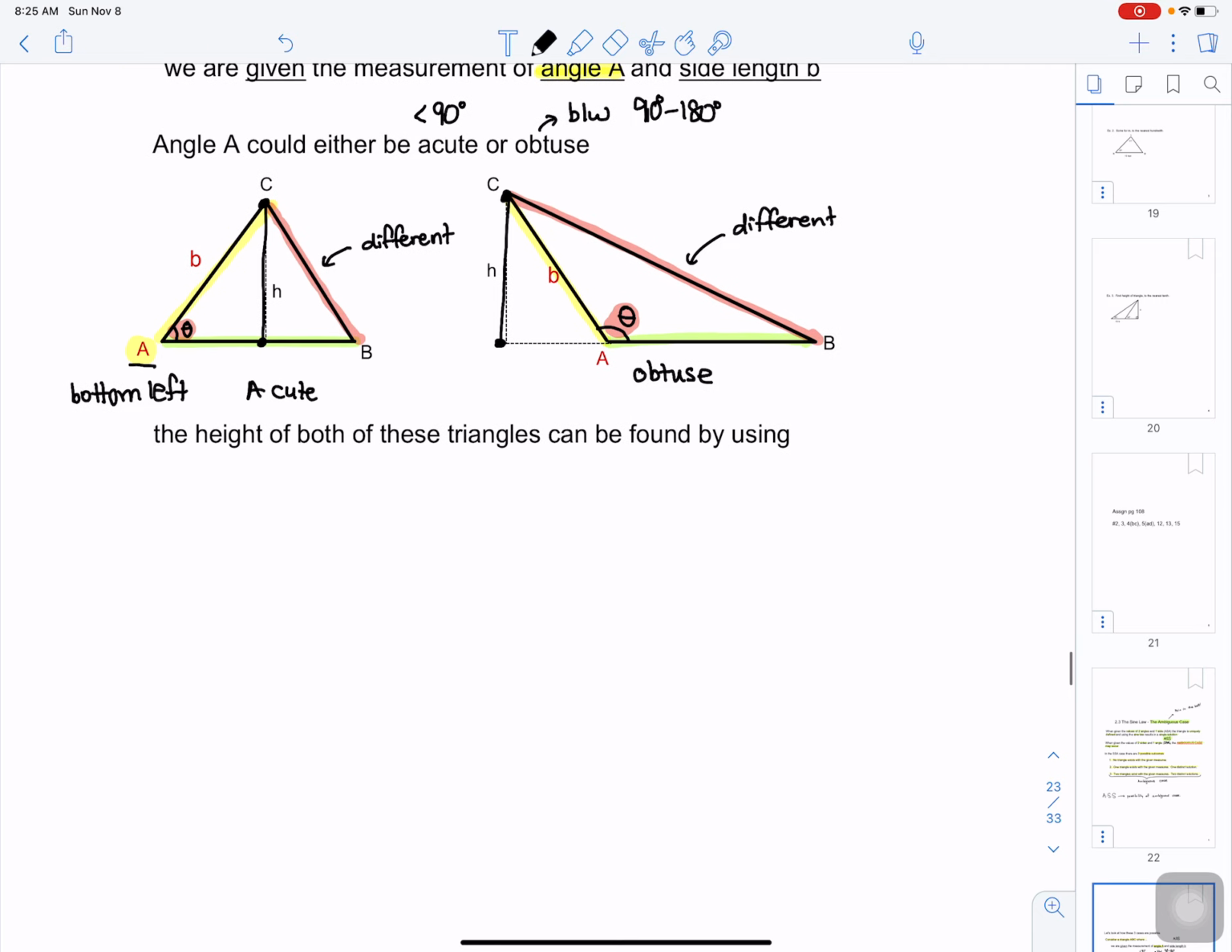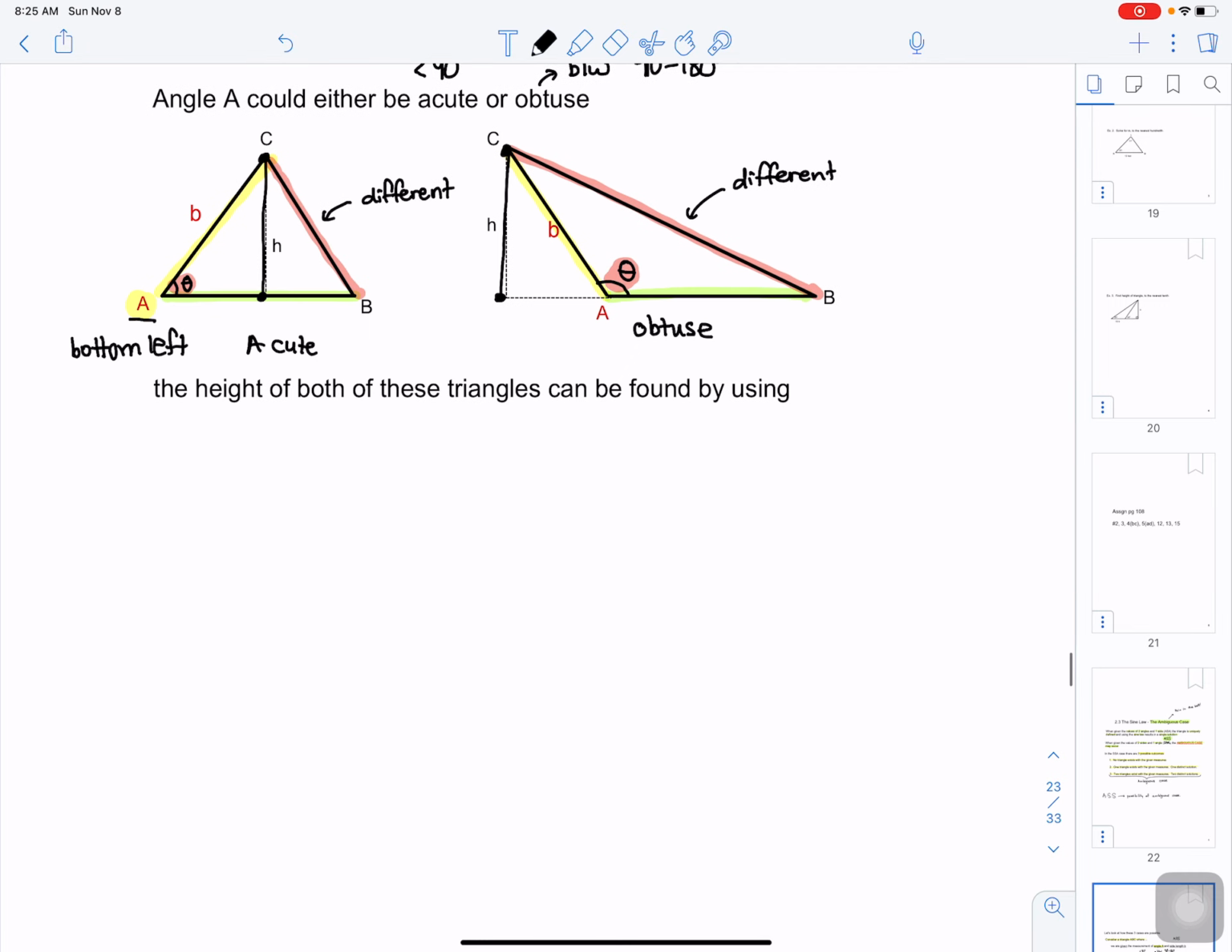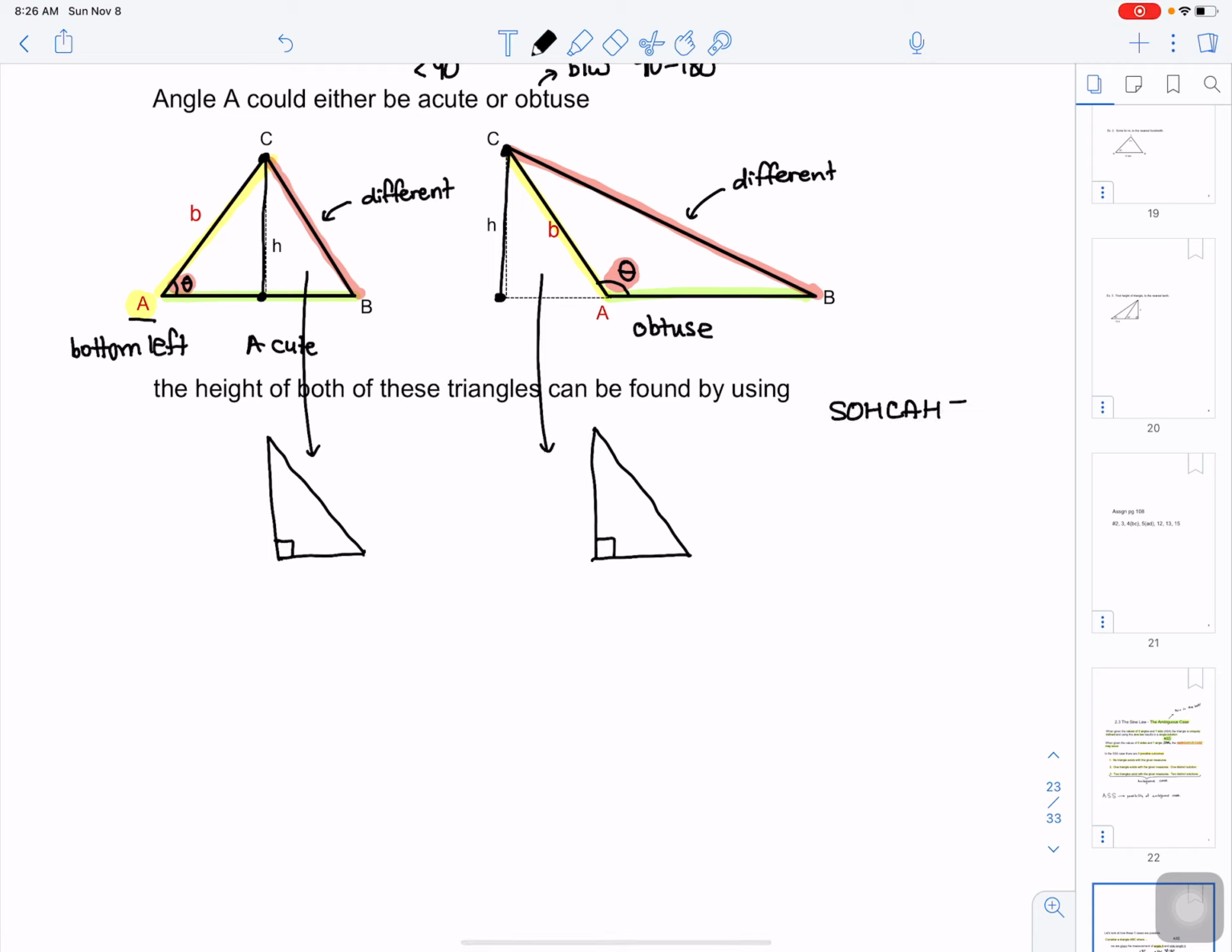So in order to find this height of the triangle, I'm going to look at the acute triangle in this example. I'm just going to pull this triangle out, or you can picture pulling this triangle out. You're going to notice that this triangle has a 90-degree angle, so we can use all of our SOHCAHTOA and our a squared plus b squared equals c squared Pythagorean theorem rules. Now, this is the height of my triangle in both scenarios.